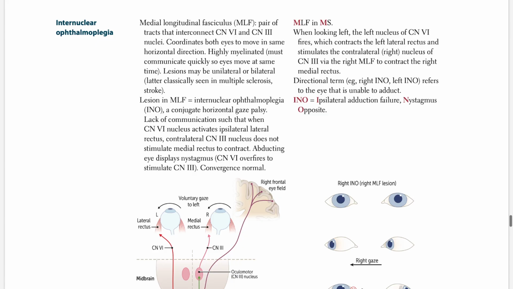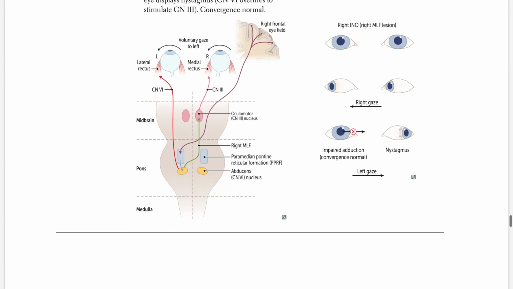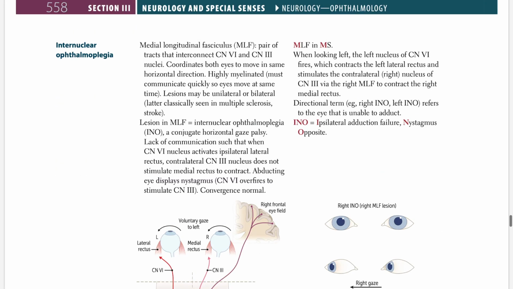Moving on with another very important topic, internuclear ophthalmoplegia. It's a very simple one if you understand it, but if you don't understand it, then it's going to be a huge pain, right? So let's try to understand it first so we don't go through the pain.